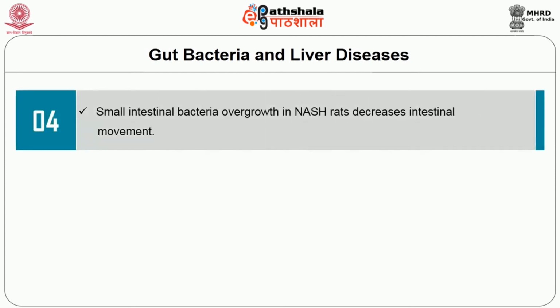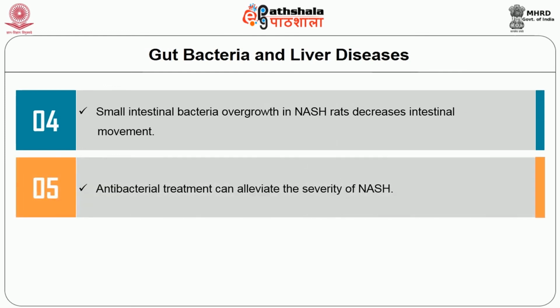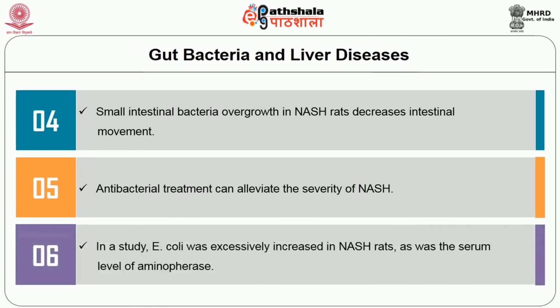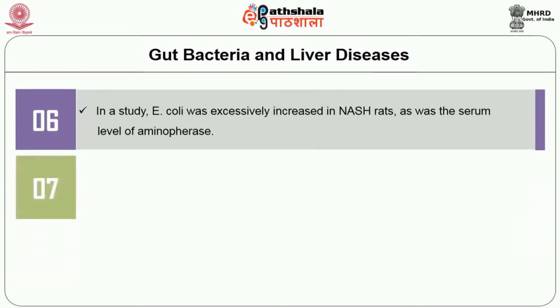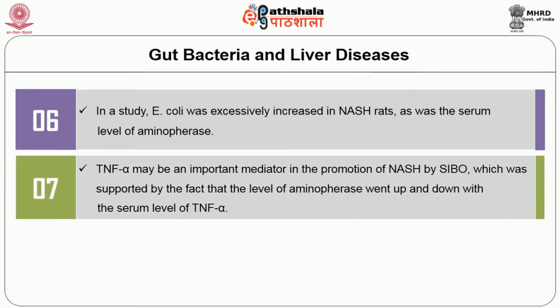Small intestinal bacterial overgrowth in NASH rats decreases intestinal movement. Antibacterial treatment can alleviate the severity of NASH. In a study, Escherichia coli was excessively increased in the NASH rats, as was the serum level of aminotransferase. TNF-alpha may be an important mediator in the promotion of NASH by SIBO, which was supported by the fact that the level of aminotransferase went up and down with the serum level of TNF-alpha.